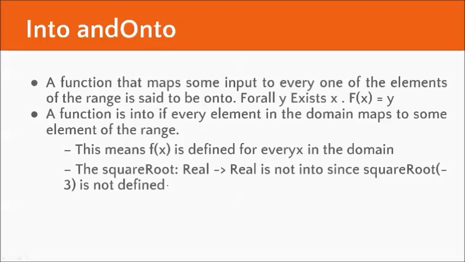So next is into and onto. A function that maps some input to every one of the elements of the range is said to be onto. For all y there exists x. So a function is into. Let me highlight this one. A function is into if every element in the domain maps to some element of the range. So this means that f(x) is defined for every x in the domain. The square root over the reals is not into, since the square root of negative 3 is not defined. So if not defined, into; if all defined, onto.